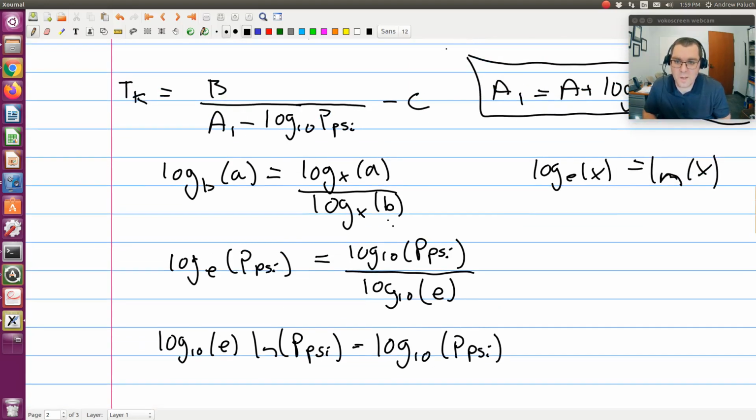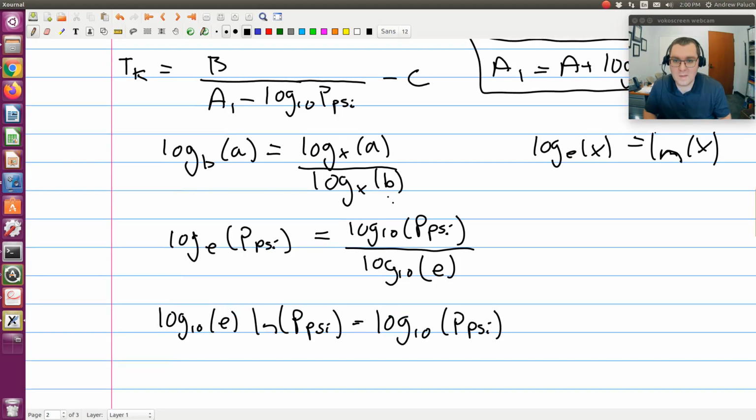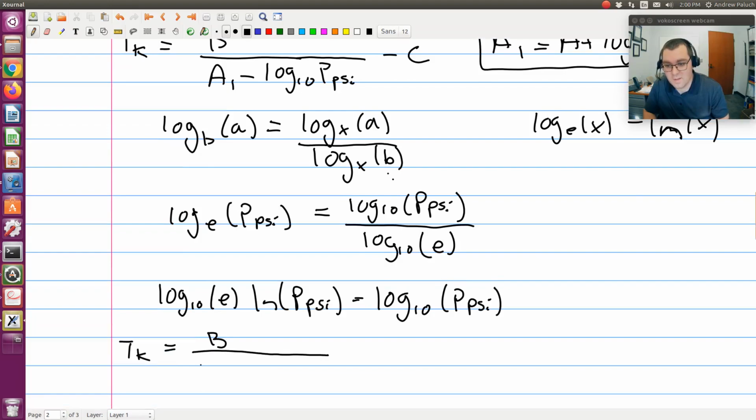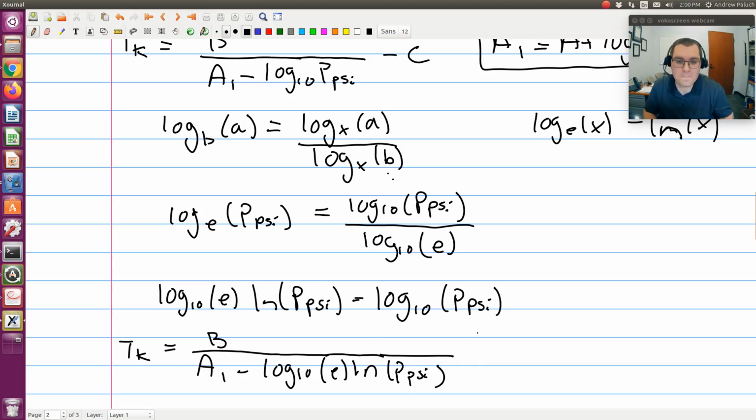So if I go back up to my expression, I could take log base 10 of psi, and I can substitute in this. I'm going to substitute this in for log base 10 of p in psi. So that gets me the temperature in Kelvin is B divided by A1 minus log base 10 of P in psi, I replace with log base 10 of e times natural log of P in psi, and then all that minus C.